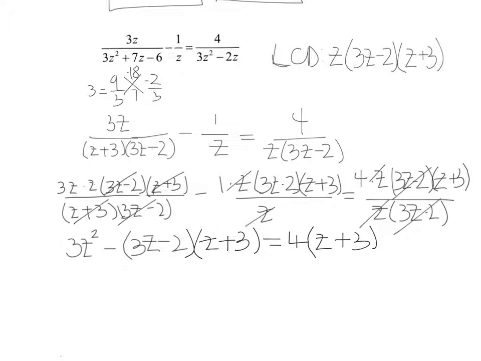Now we have to distribute the 3z minus 2 to the z plus 3. The nice thing is, since we know it's the factored form of one of our denominators, we know when we distribute, we're going to get 3z squared plus 7z minus 6. It is important that you put this in parentheses because we are subtracting the entire term, not just the first. And then it's equal to 4z plus 12.